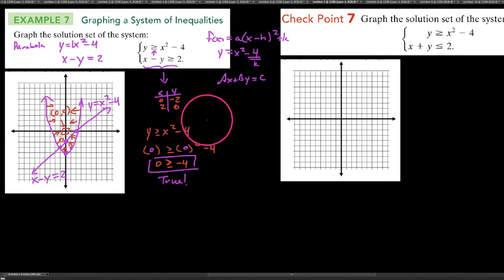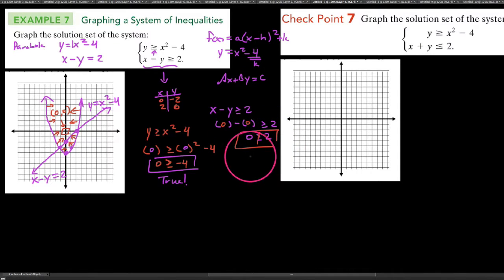Now looking at our line, we have x minus y is greater than or equal to 2. When we plug in 0 and 0, we get 0 is greater than or equal to 2, which, by the way, is false. Since 0 is not greater than or equal to 2, that's a false statement, so for our line we're going to shade away from the side containing 0, 0, which in this particular case means shading downward.